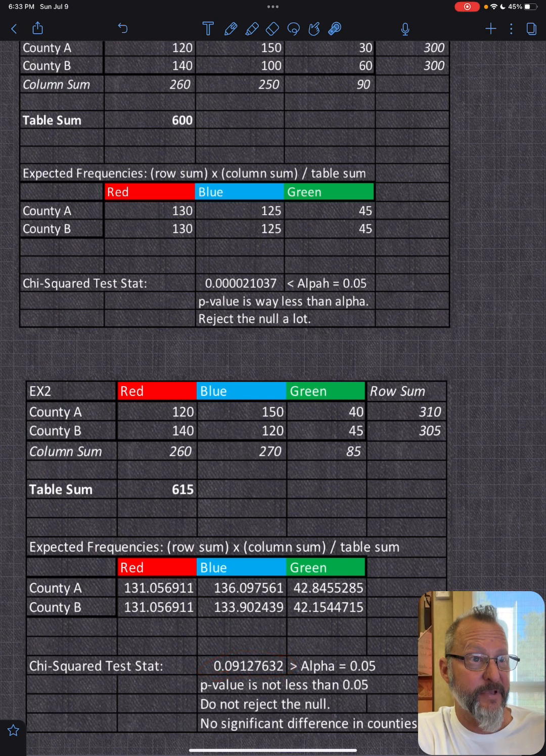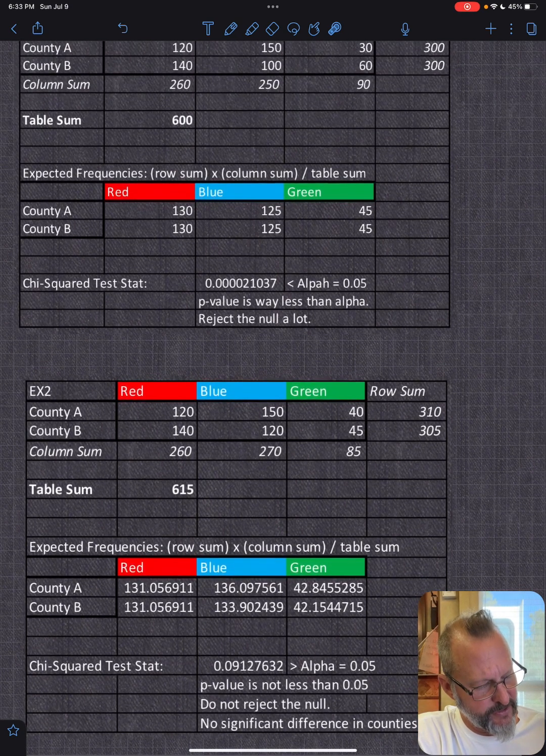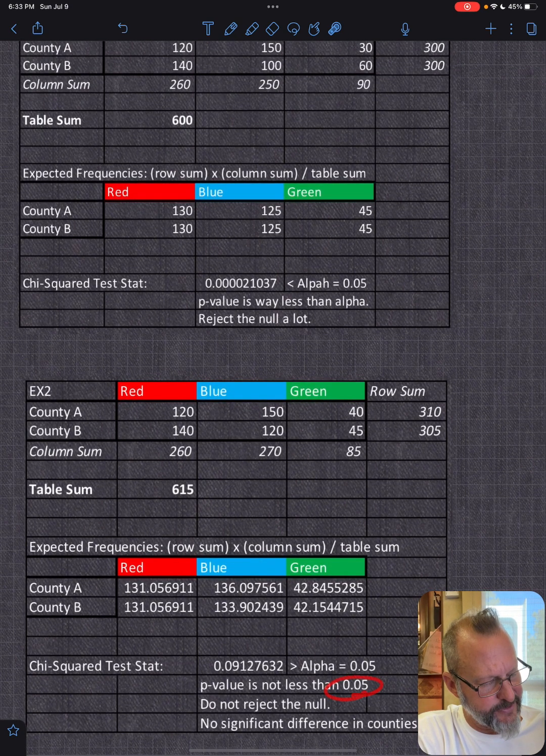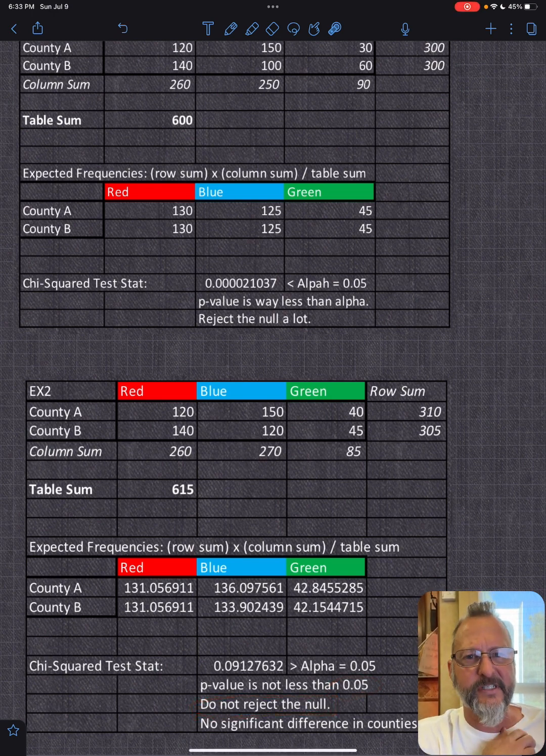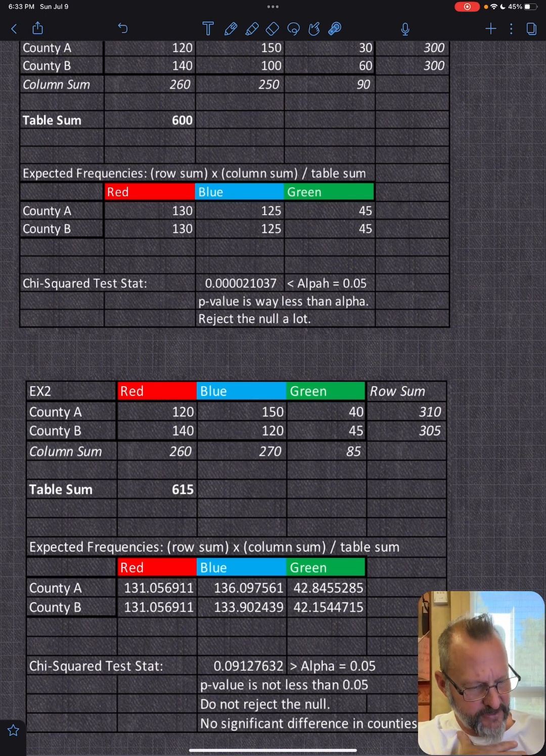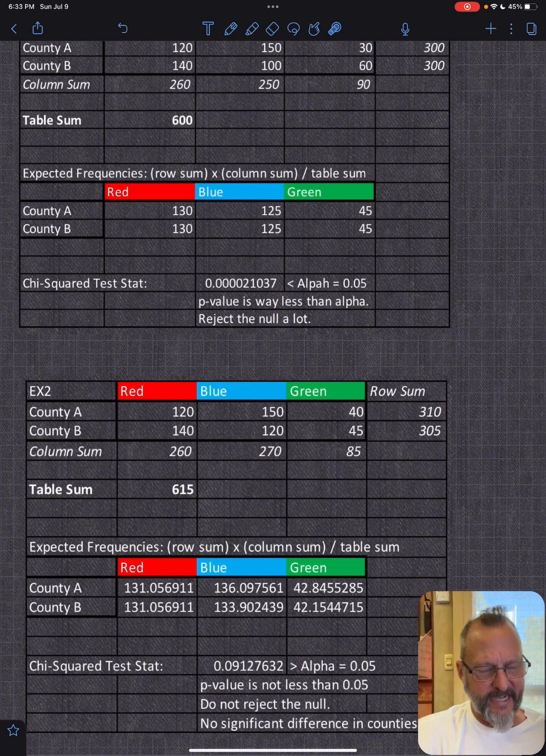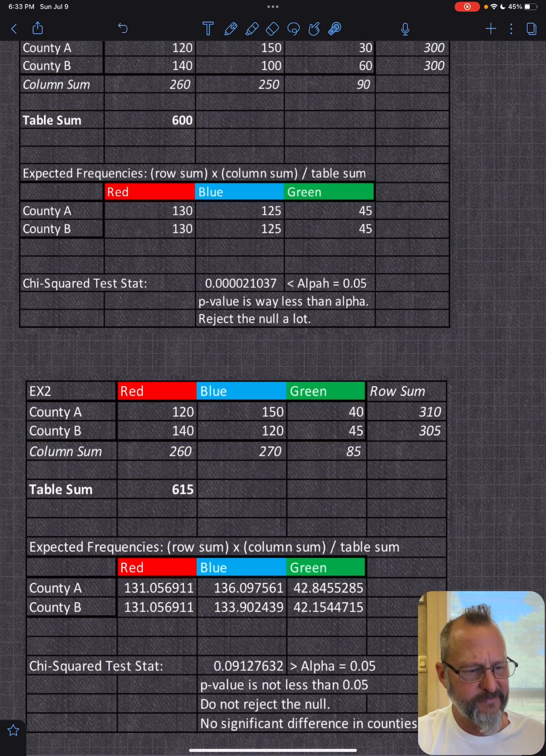Okay, now look at that p-value. That p-value is 0.09. Well, 0.09 is greater than 0.05, so this is not in the rejection region. The p-value is not less than 0.05, so we do not reject the null hypothesis. There's no significant difference in the counties' preferences. So that's the kind of stuff you can mess with if you have a computer to check it out.